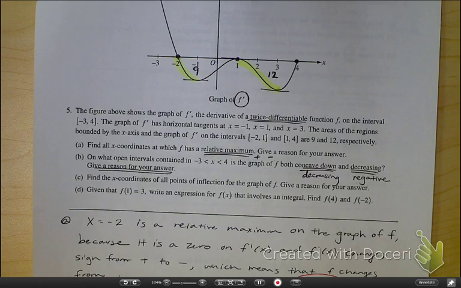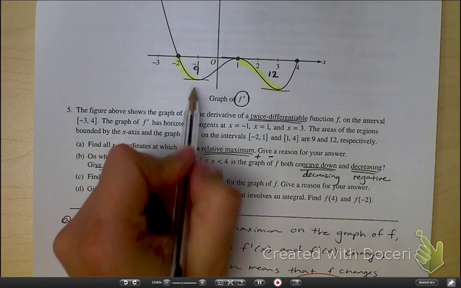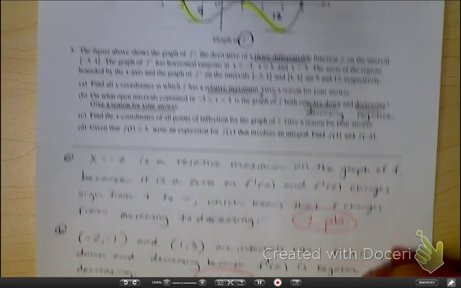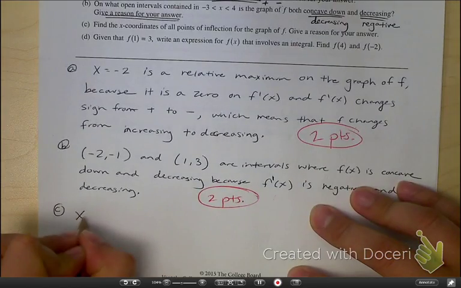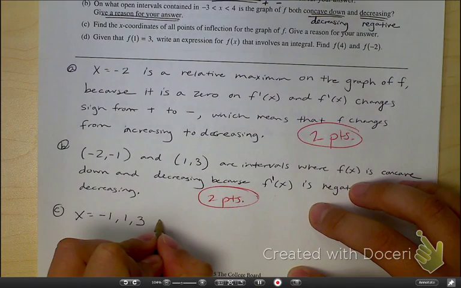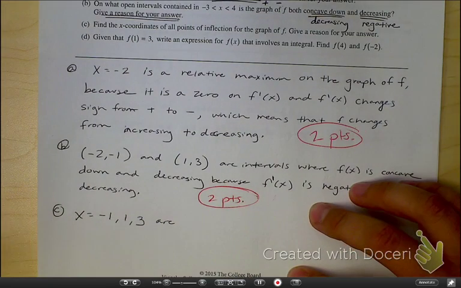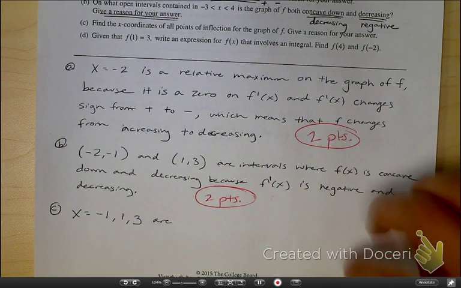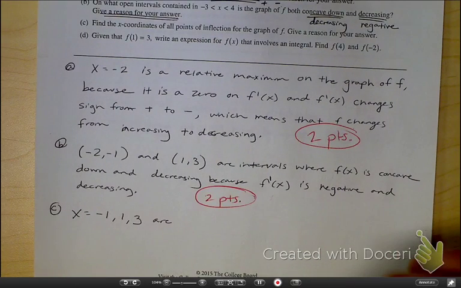And they have to actually change direction. So essentially it's a horizontal tangent that also changes direction. So it has to be a maximum or a minimum. So I'm going to write x equals -1, 1, and 3 are points of inflection. Again, we have to give a reason for our answer. And this question on the AP exam makes you give reasons because the answers are not that hard to find. It's the reason they want to make sure you actually know what you're doing.